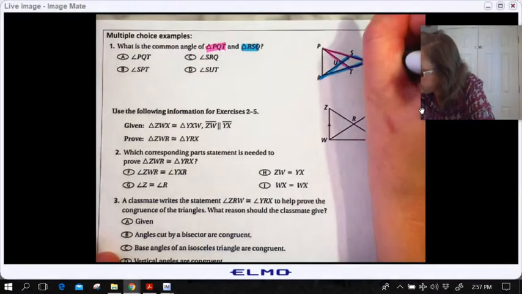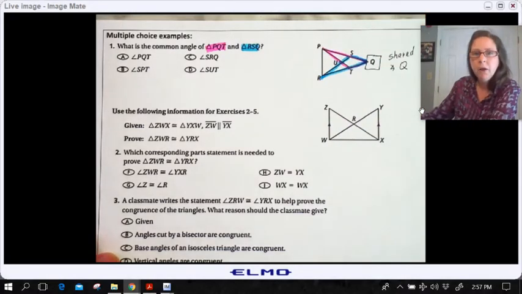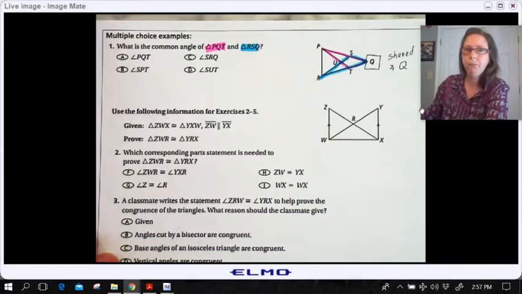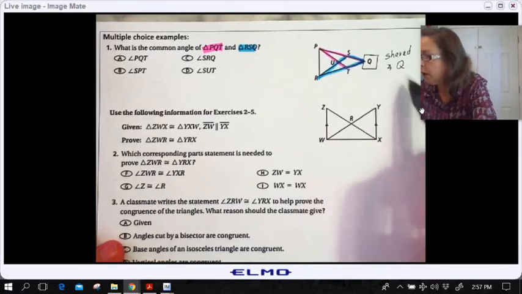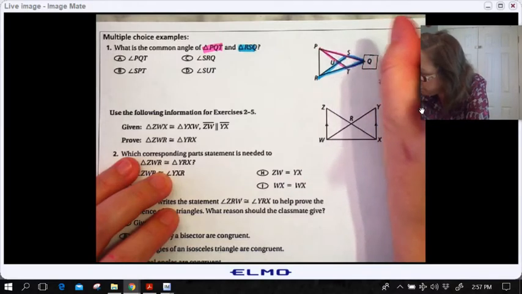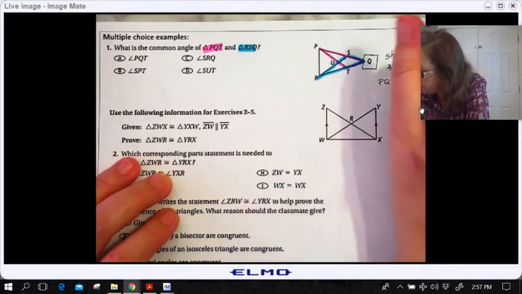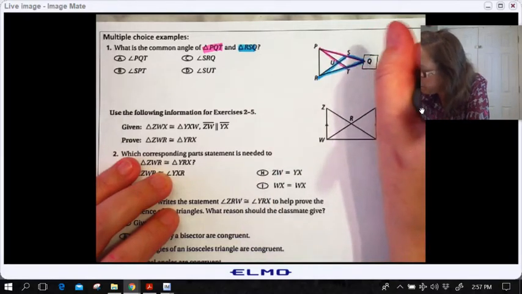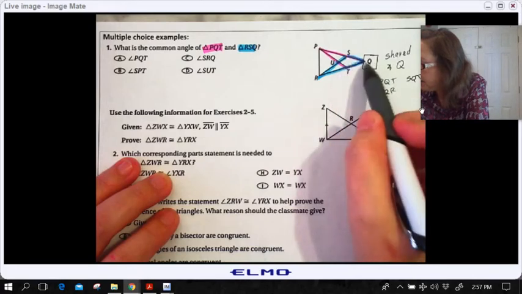And it was right here. Okay. They shared angle Q. Well, what is another way to say angle Q? Okay. Remember, there are actually a lot of ways that I could say angle Q here. I could say PQT, I could say PQR, I could say SQT, and I could say SQR.